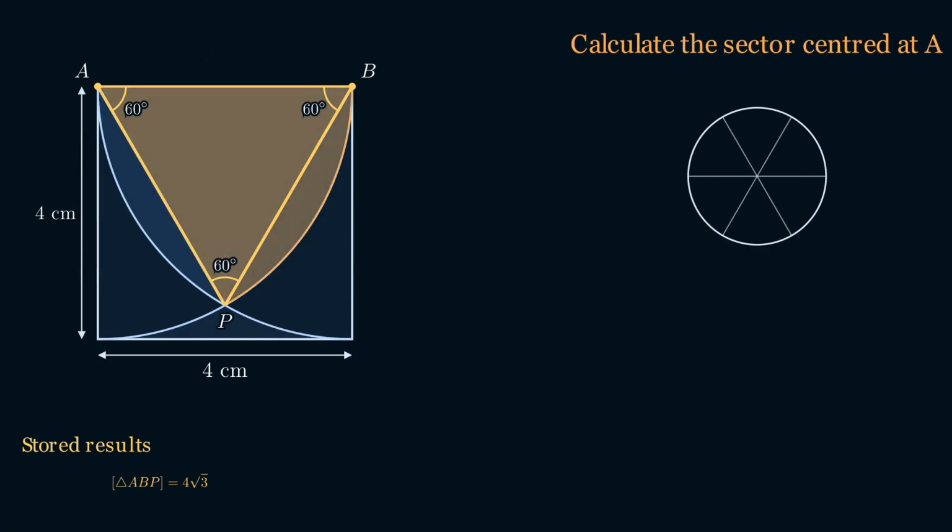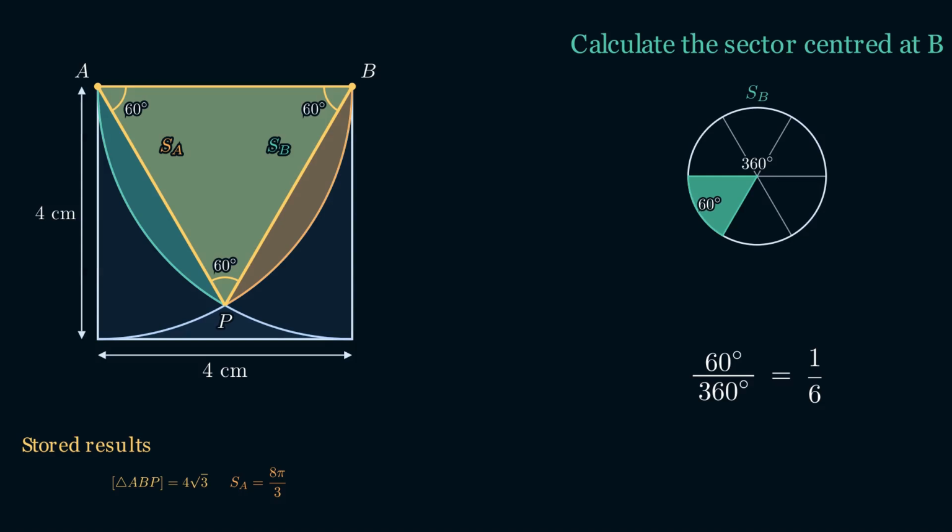Now calculate sector SA. 60 degrees out of 360 degrees is 1/6 of a full circle. So SA equals 1/6 multiplied by pi multiplied by 4 squared. Therefore, SA equals 8 pi over 3 square centimeters. Keep that result. Now calculate sector SB. It has the same angle and the same radius. So SB also equals 1/6 multiplied by pi multiplied by 4 squared. Therefore, SB equals 8 pi over 3 square centimeters. Keep that result as well.